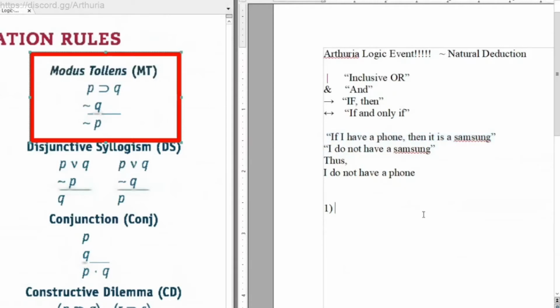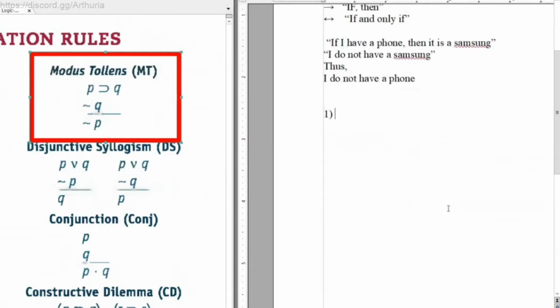But we're just rolling with it. So let's take an example of how Modus Tollens can be useful and how you can do combos. So let's take this argument. It should look pretty familiar.